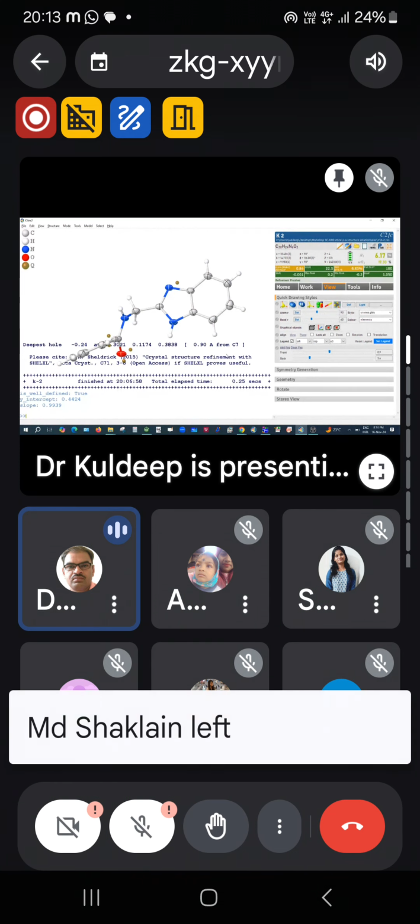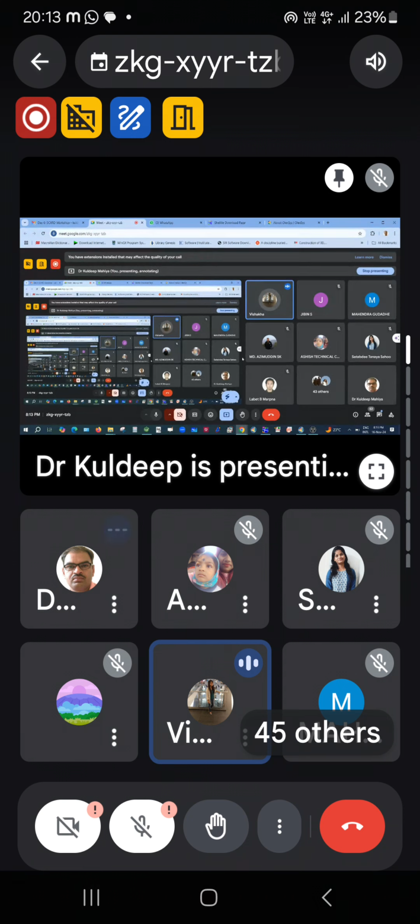Sir, I want to know how we can reduce the goodness of fit parameter. In my case it is a metal organic framework. How can I reduce that goodness of fit error? It is showing red no matter how many refinements I do.